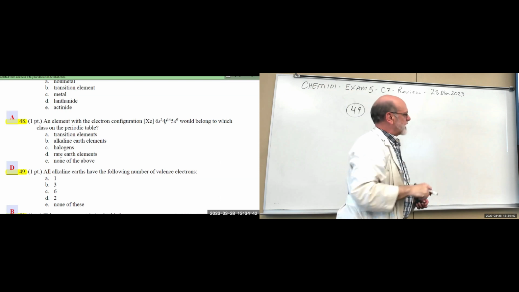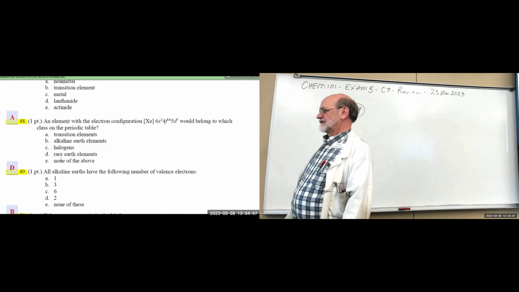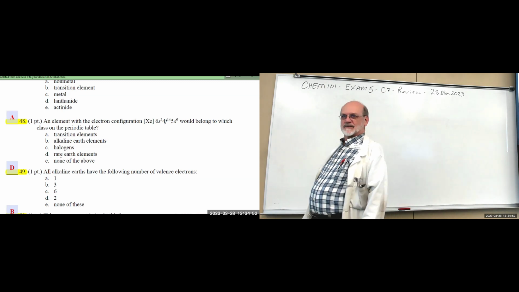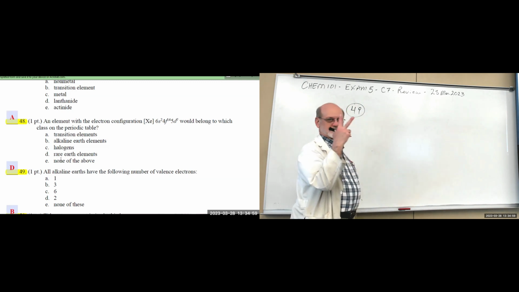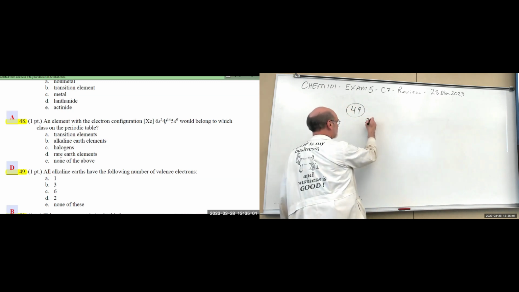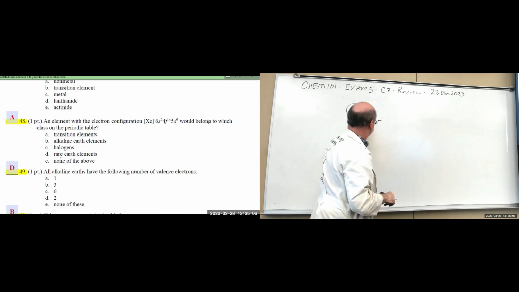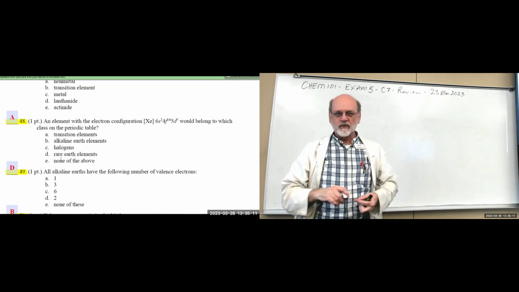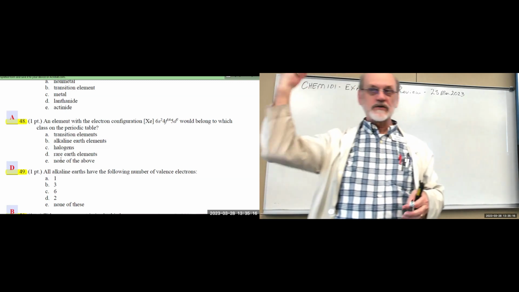All the alkaline earths have the following number of valence electrons. Where are the alkaline earths? Who's in that family? Beryllium, magnesium, calcium. So how many valences do they have? 2, right? 2 valence electrons. That's why when they form ionic compounds, they always form 2+ charge. They give up those 2 electrons.